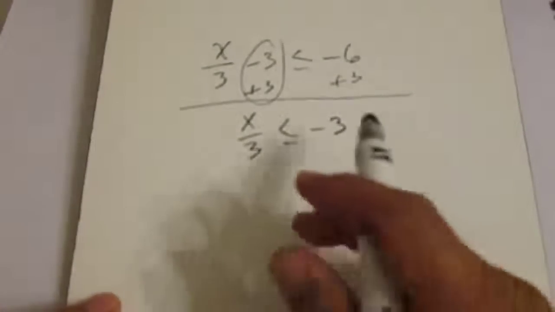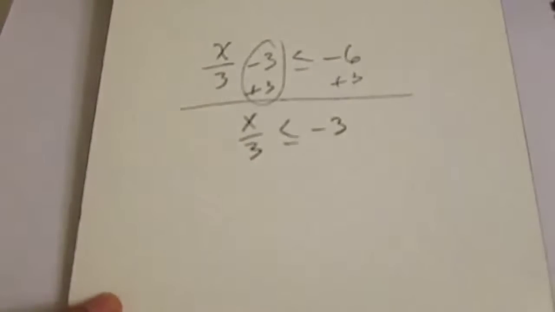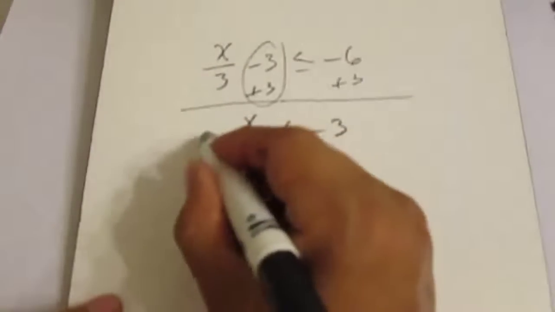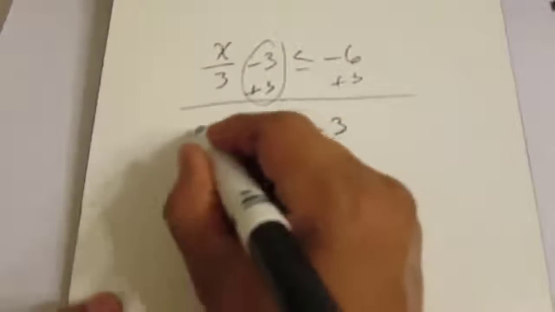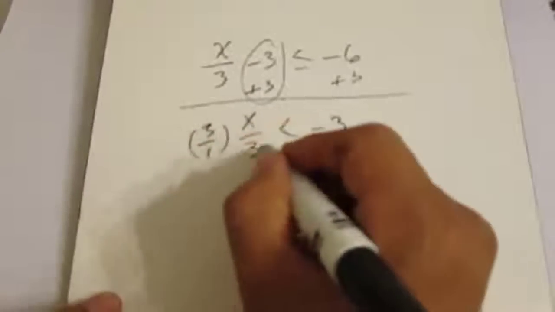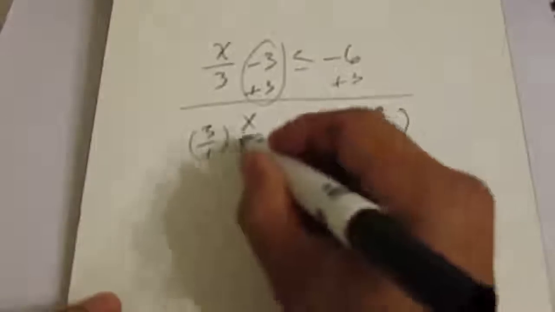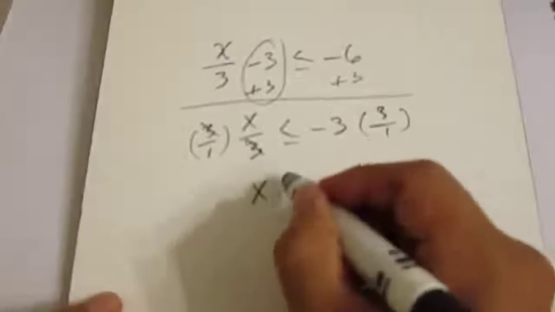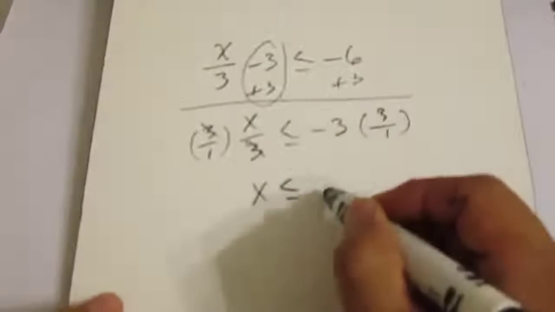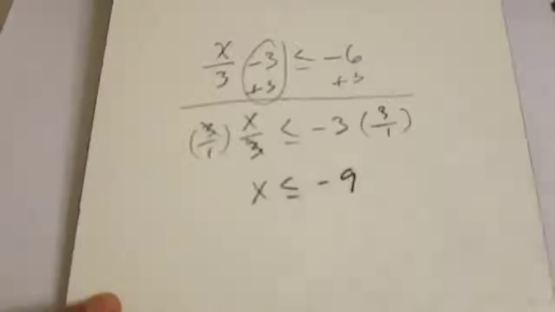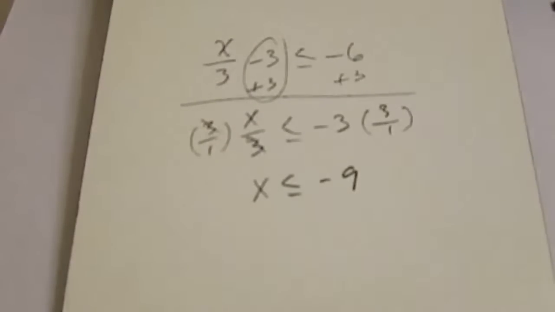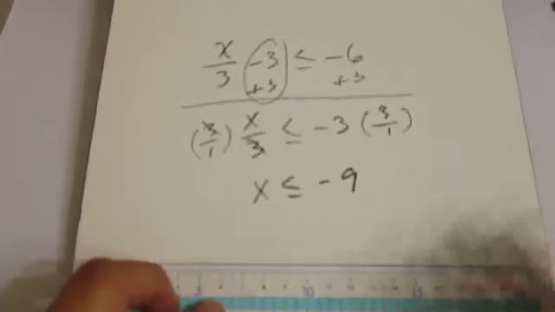And then since the x is positive, I'm not going to worry about the inequality switching around. So I'm going to go ahead and multiply by the reciprocal of 1/3, which is 3. So 3 over 1 is my reciprocal of 1/3. I have to do the same thing on the other side. So this crosses out. That gave me x. And it's going to be negative 9. So x is less than or equal to negative 9. Okay. And then drawing the graph.